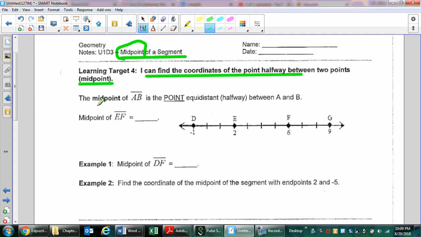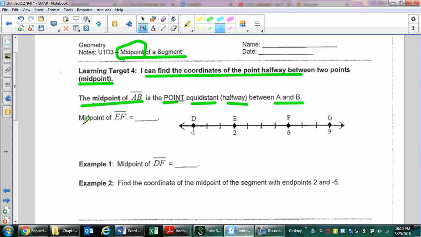So those are the vocabulary words you guys have to pay attention to as you're reading. If something says it's in between, it's just in between, and it can be anywhere closer to the endpoints. But if it says midpoint, that means it is a point. It says here, the midpoint of AB is a point equidistant or halfway between A and B. So make sure you guys pay attention to those vocabulary words.